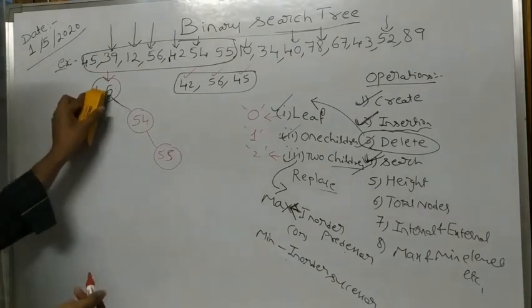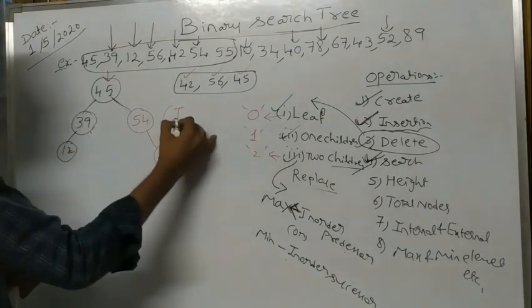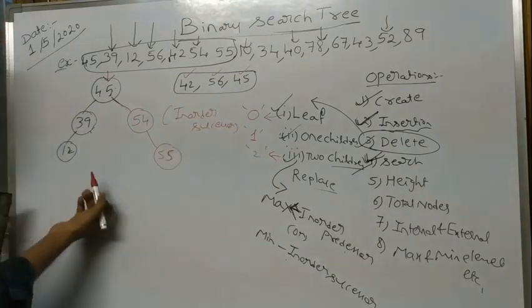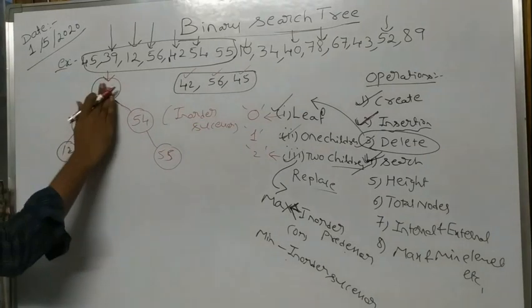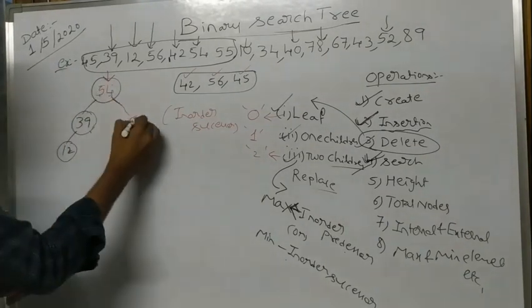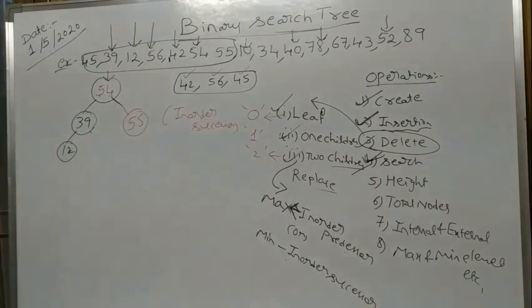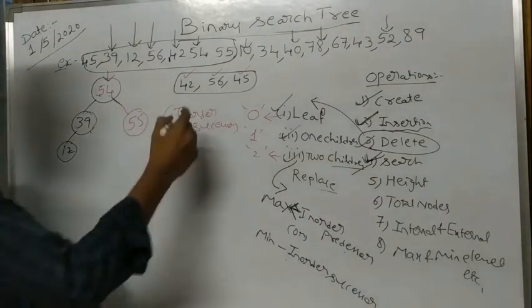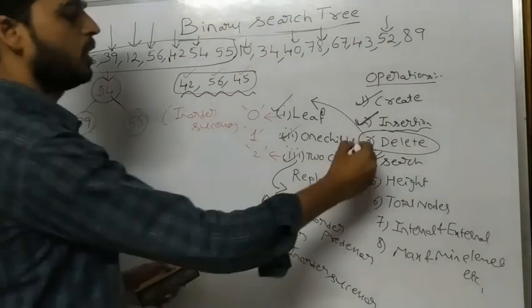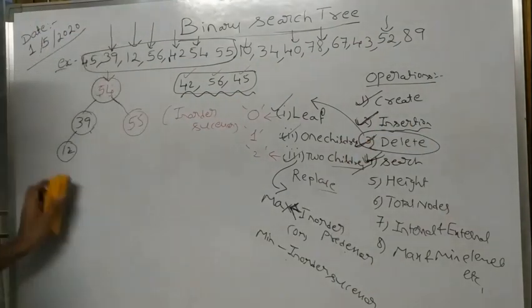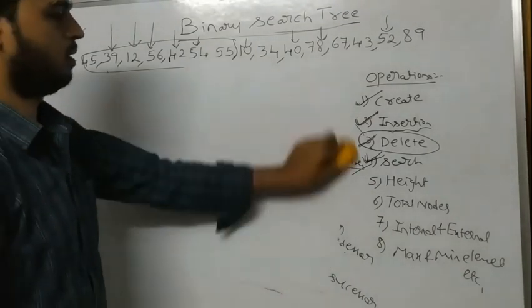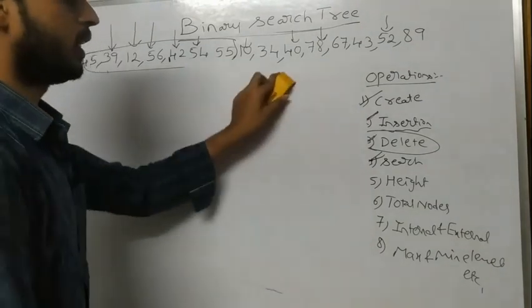So I will simply take what I am calling the in-order successor. What is the in-order successor for this one? The right side minimum value. So I will simply replace it with 45. So this is my final binary search tree after performing 3 deletions over the created binary search tree. That's it. So this is the procedure to perform deletion over a binary search tree. Okay, note it down. We will see the coding in the next video.